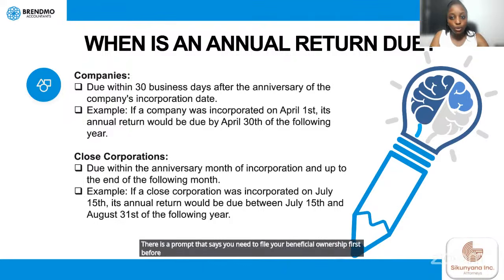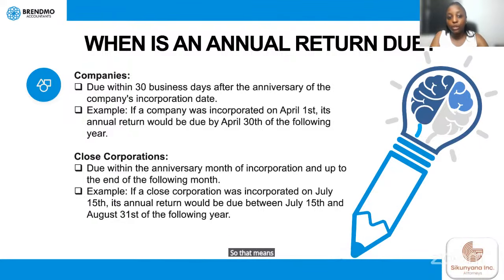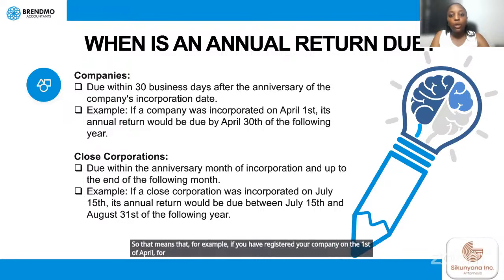before you do your annual return. Your annual return is due on the anniversary date of the company registration date. That means, for example, if you registered your company on the 1st of April 2023, your anniversary date is going to be the following year on the same date that you registered the company.